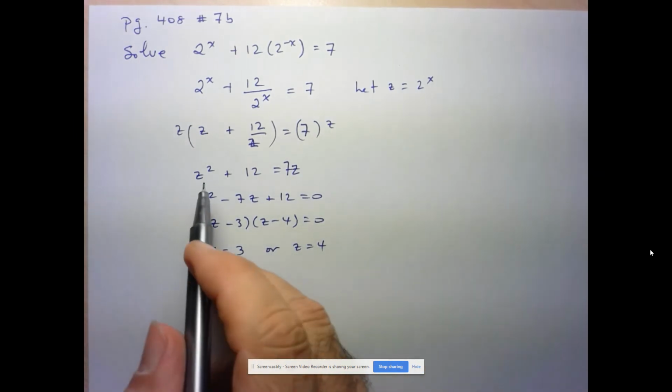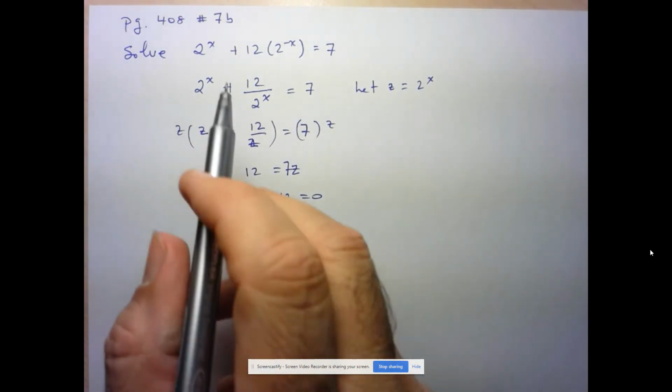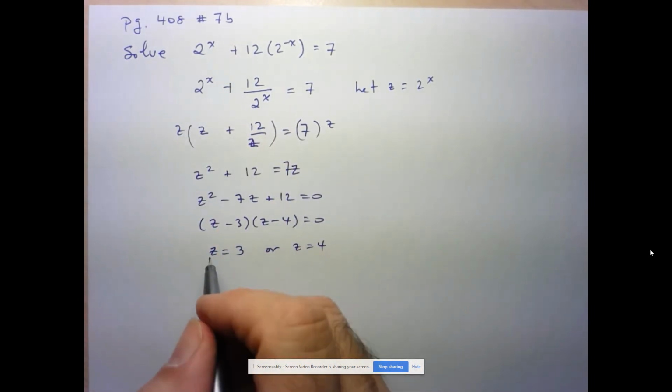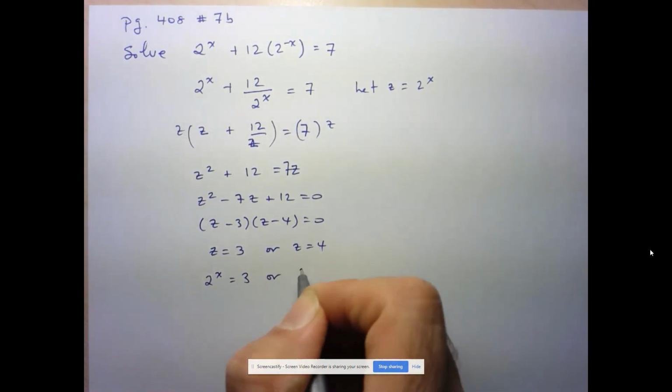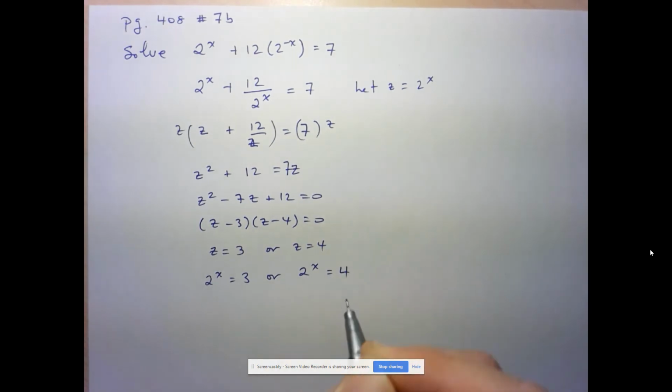But of course, it's not this quadratic equation I'm trying to solve. It's the original equation up here. So I'm just going to replace now z by 2 to the x. Okay. And now I have two very easy exponential equations to solve.